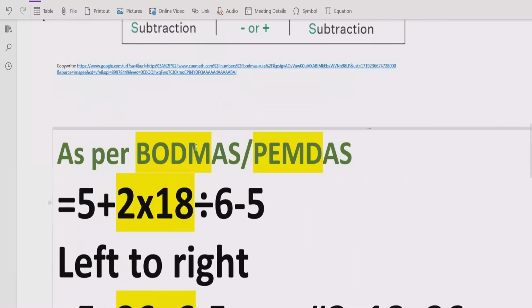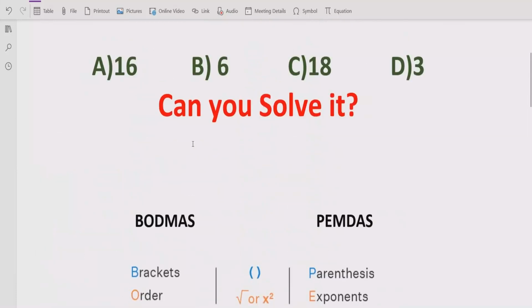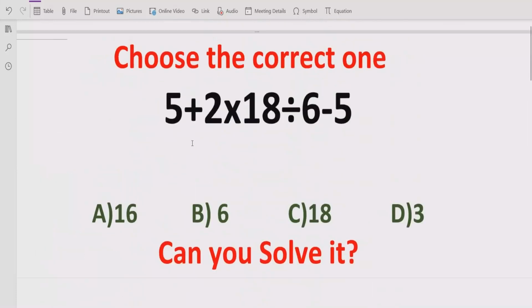If you follow these steps, you can get the correct answer. If you see the answer list, answer B is the correct answer of this expression. So I hope you understand how you can solve the given expression with the PEMDAS and BODMAS method and find out the correct answer.